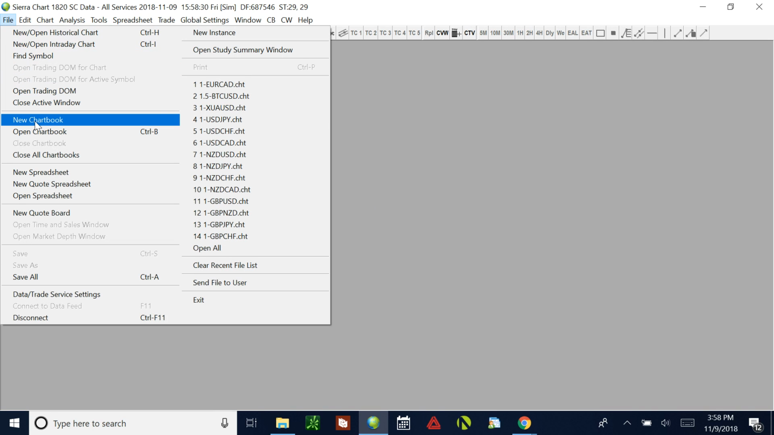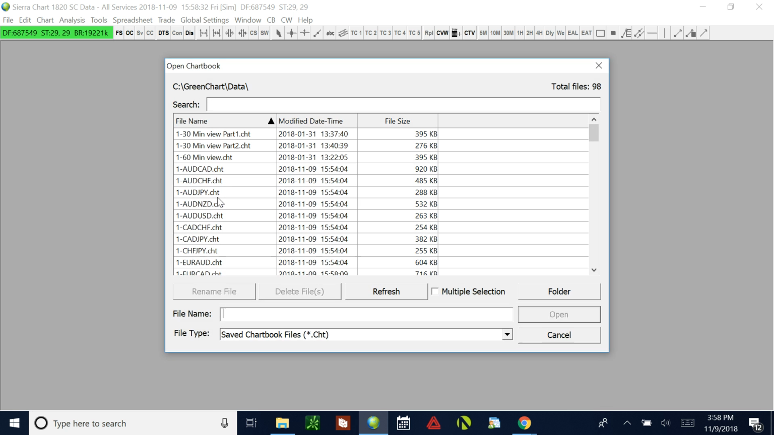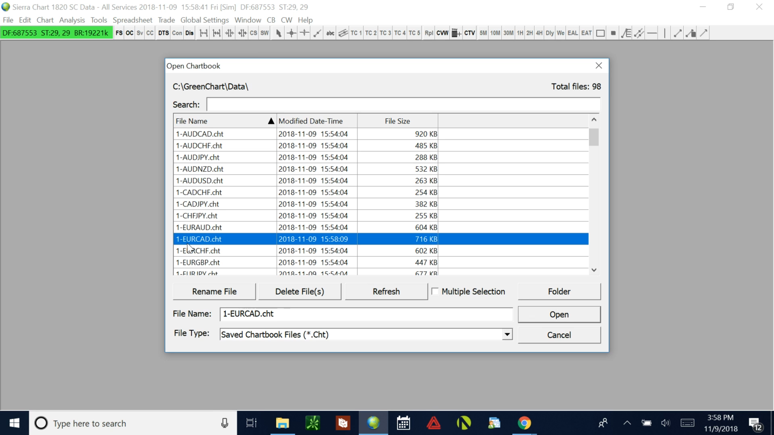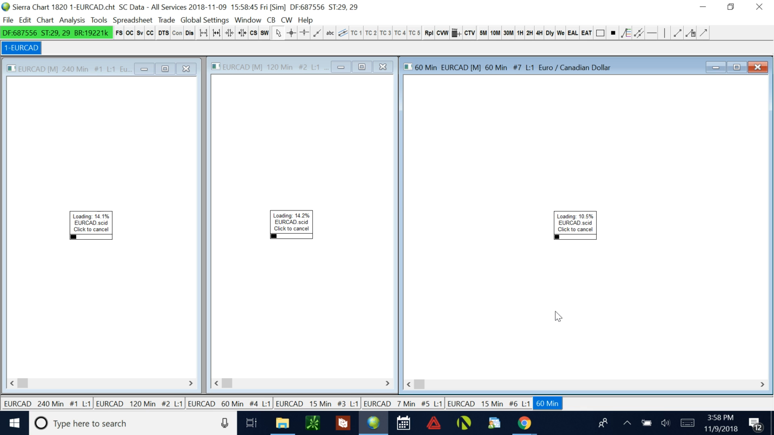Today we're going to look at CR charts and opening up a chart worksheet. So come down here to File, come to Open Chart Book, and we're going to select a currency pair and just take a look at it. So let's just choose the Euro CAD, go and click Open, and we're going to look at that.